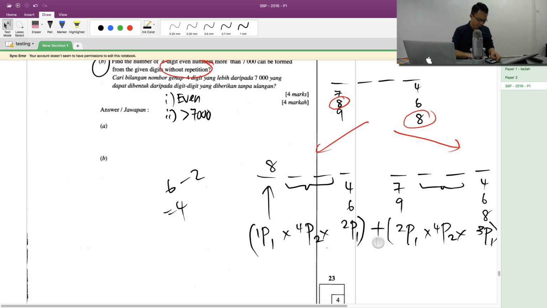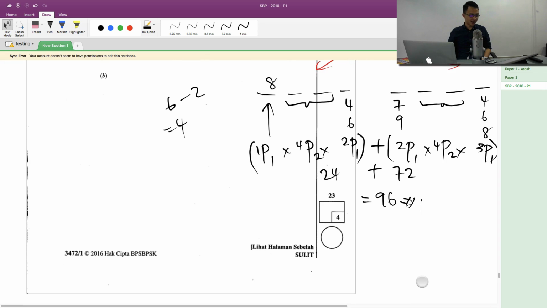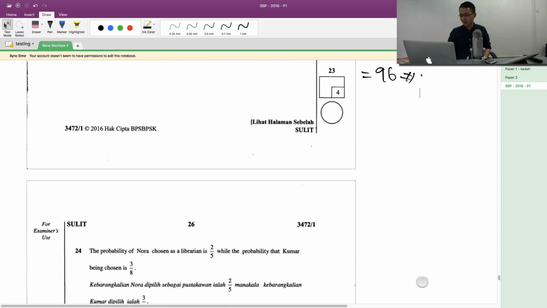So definitely we will do 4P2 times 2P1, plus 4P2 times 4P2 times 3P1. The first one is 24 times 2P1, which is 2. So basically it's 72. I mean, yeah, your final answer should be 96. Okay, so far so good. I hope you can actually understand that. If you can't, you just let me know.